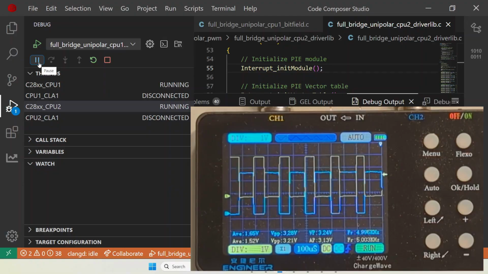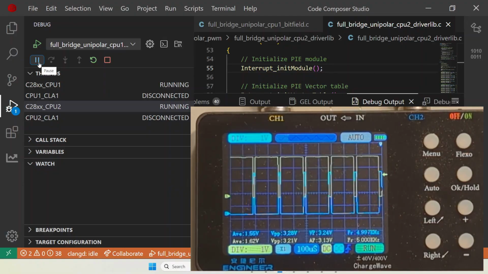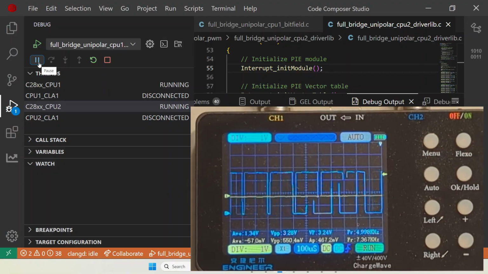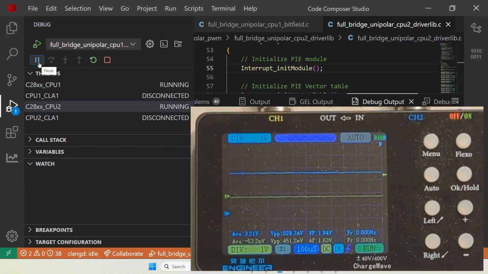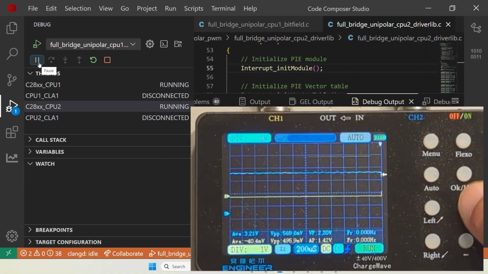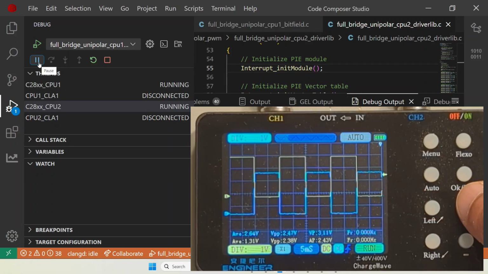So with this running, I can now switch it over to the EPWM4 and EPWM5 that are connected to CPU2. First I will connect, as usual, channel 1 to EPWM4A, which is the gate signal to S1, and channel 2 to EPWM4B, which is the gate signal to S2. Let me again increase this, and this will show that they are again 50 Hz rectangular waveforms.